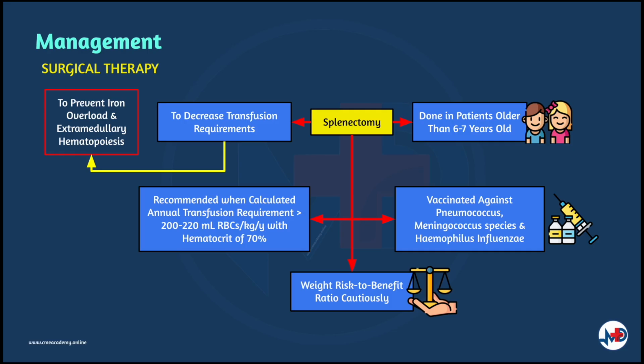The surgical procedure is usually done in patients older than 6 to 7 years of age, as post-splenectomy sepsis is possible. The patients should be vaccinated against encapsulated bacteria such as pneumococcus species, meningococcus species, and Haemophilus influenzae. Usually, you would need to administer prophylactic antibiotics in children after splenectomy. And do take note that post-splenectomy thrombocytosis may increase the risk of thrombotic events, and thus the risk to benefit ratio for this procedure should always be cautiously evaluated before any decisions are made.